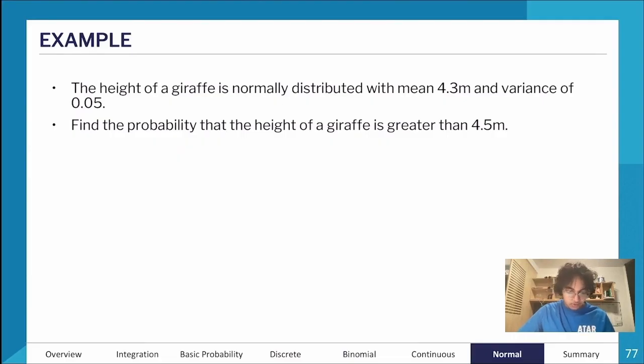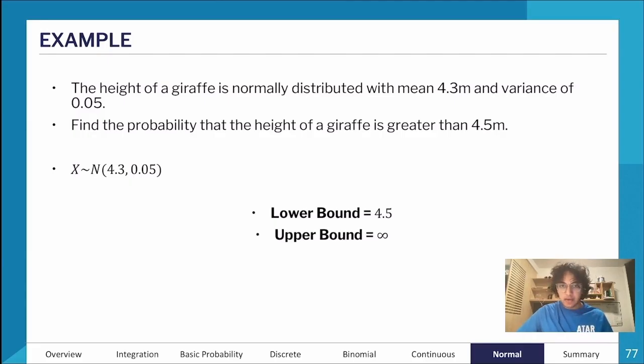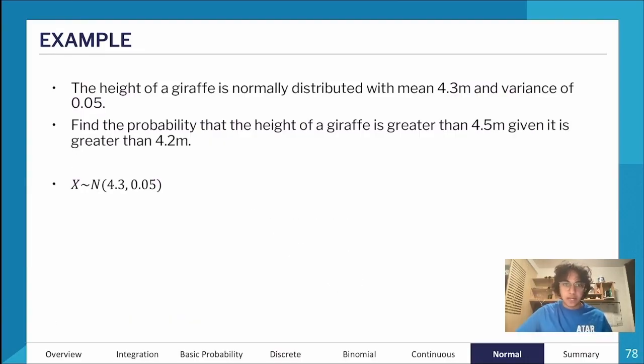All right, let's have a crack at this one here as well. The height of a giraffe is normally distributed with a mean of 4.3 meters and a variance of 0.05. Find the probability that the height is greater than 4.5. Again, I'd like to write out my variables. The lower bound is 4.5, and the upper bound is infinity. You can just enter that into your calculator, and you get 0.186.